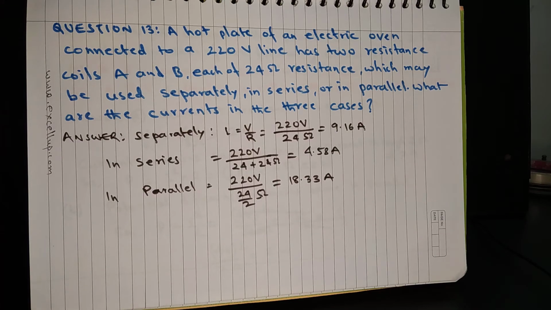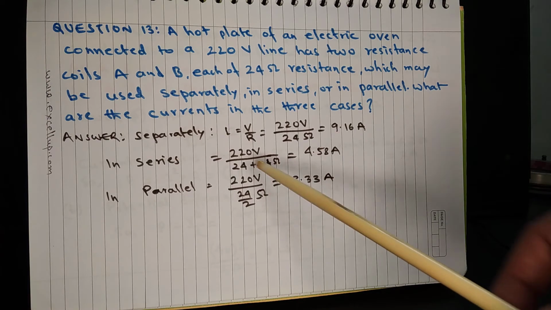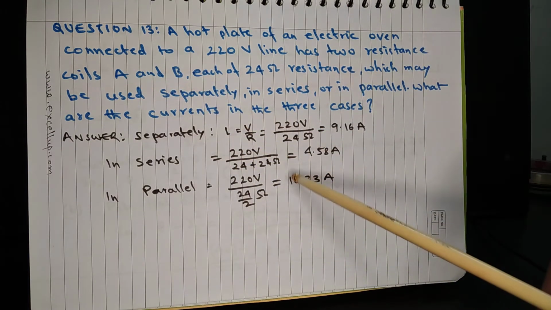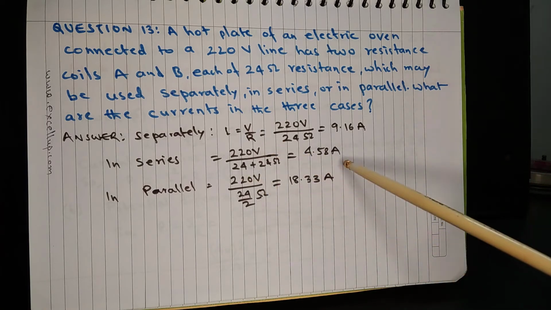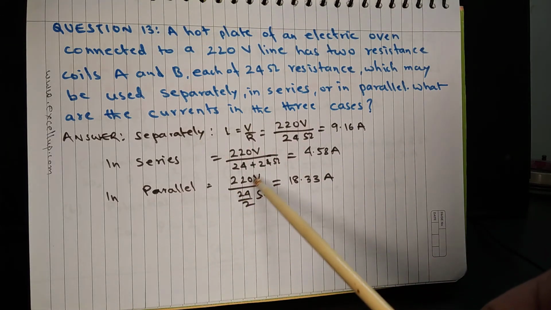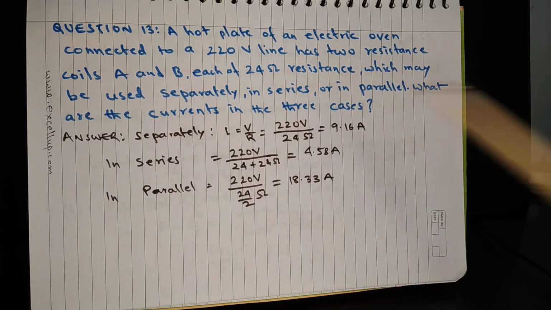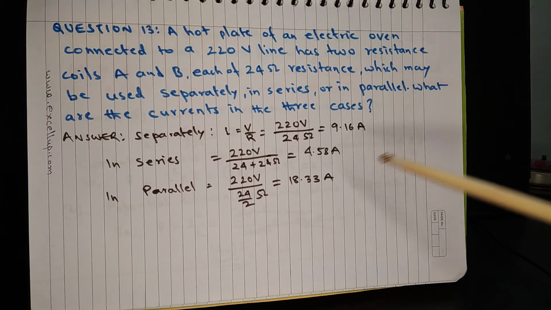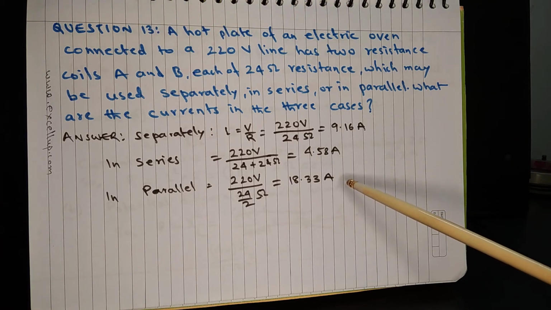If they are connected in series, then it will be 220 volt divided by the sum of the two resistors A and B, so it is 48. The answer is 4.58 ampere. If they are in parallel, then it will be 220 volt divided by 24 upon 2, half of the two resistances. So it is equal to 18.33 ampere.